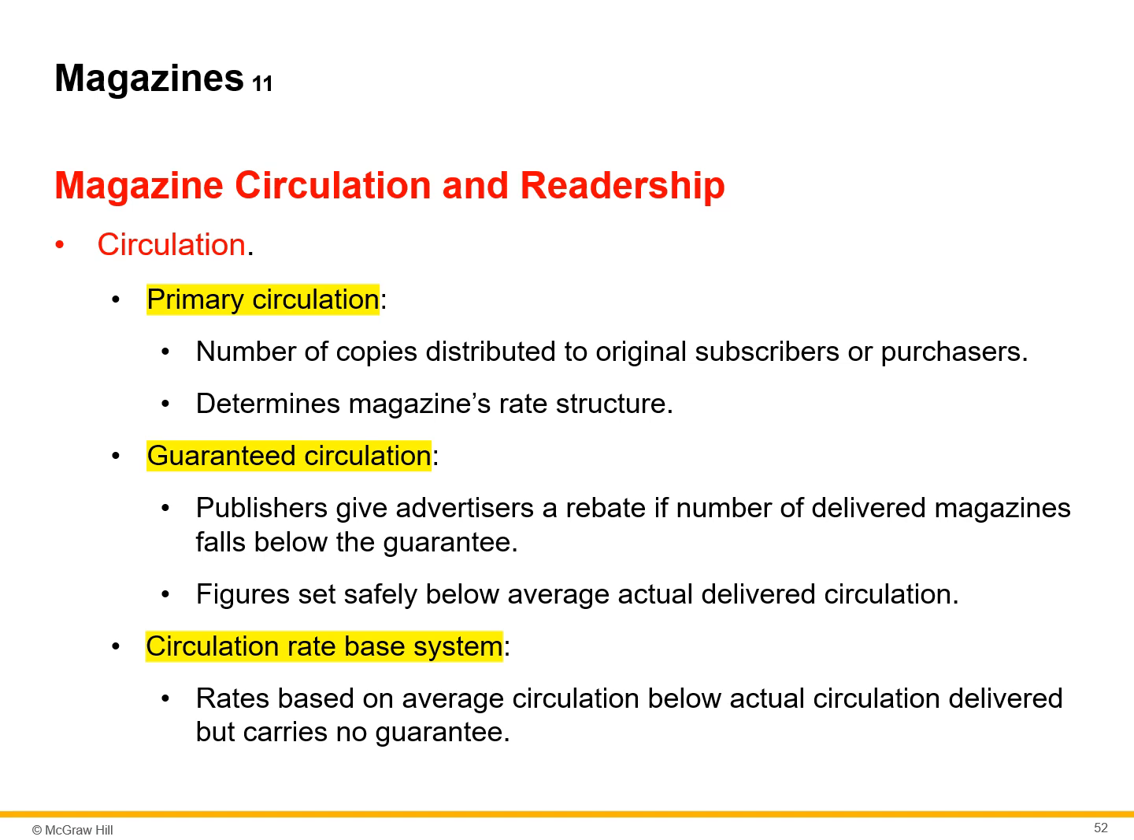You can call it primary circulation, the number of copies distributed to original subscribers or purchasers. It determines the reach structure. There's also guaranteed circulation, where the publisher gives the advertiser a guarantee. If they don't reach that guarantee, they give a rebate, giving money back. There is also a circulation rate-based system, based on average circulation, below actual circulation delivered, but it carries no guarantee.